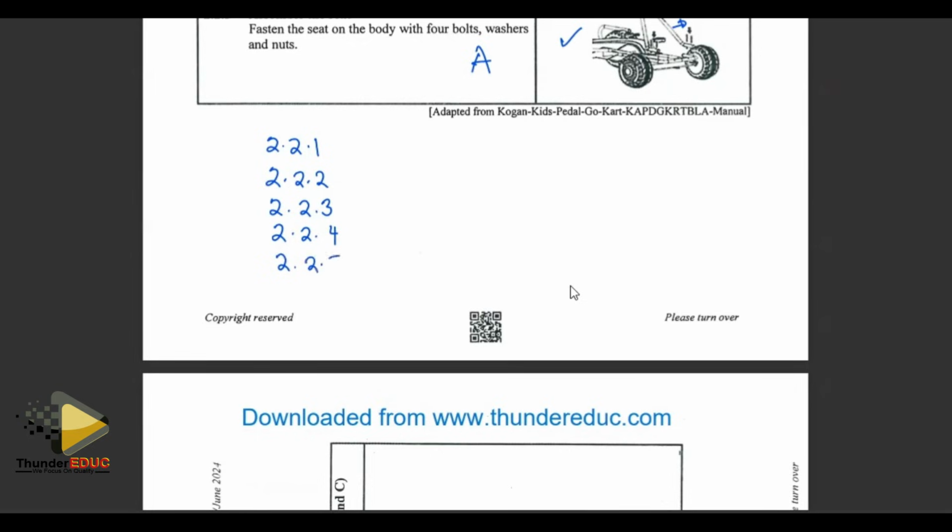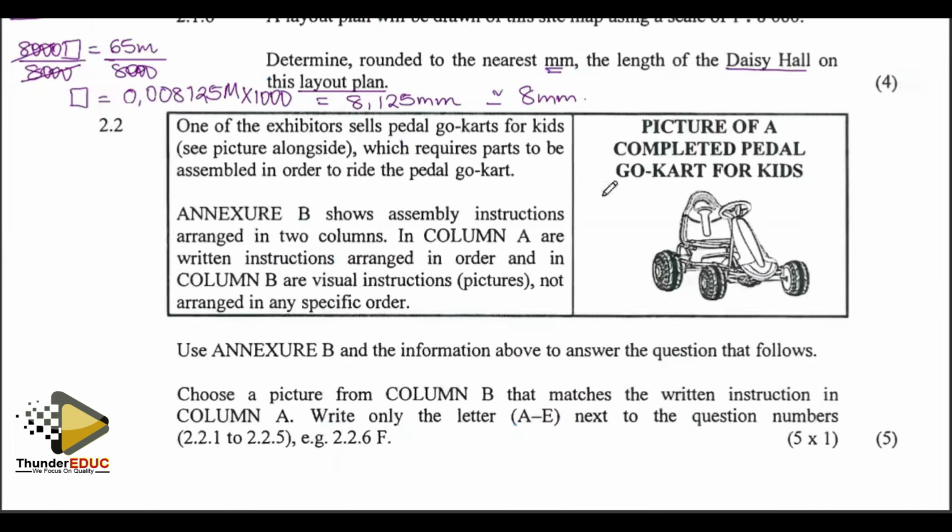And lastly, 2.2.5. But they want letters to be here. So we are saying the letters are C, E, D, B, A. This is what you're supposed to do in your answer book. Don't answer them on the addendum. All right, we look at the second question.